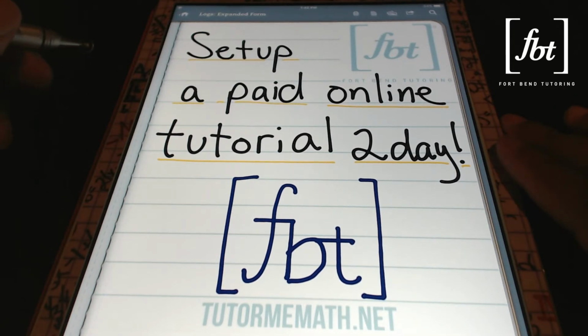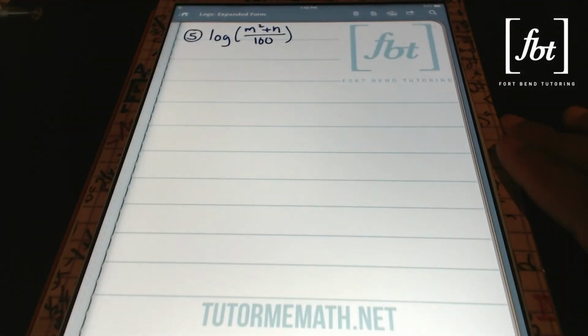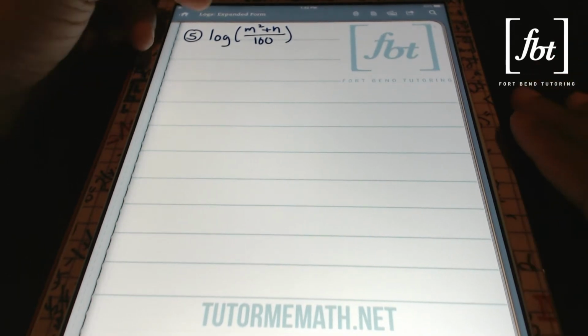All right, let's go ahead and continue then, guys. We have problem number 5. And in problem number 5, we have the log of m squared plus n divided by 100. Well, what do you do in this scenario? Well, first of all, you recognize that your value inside the parentheses, which you're trying to take a log of, is a rational expression, aka a fraction. Therefore, we'll be using the quotient rule for logarithms.